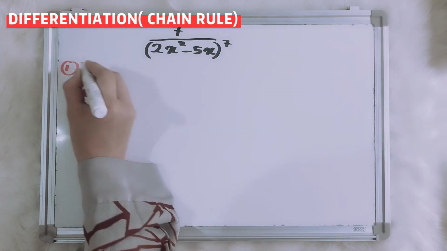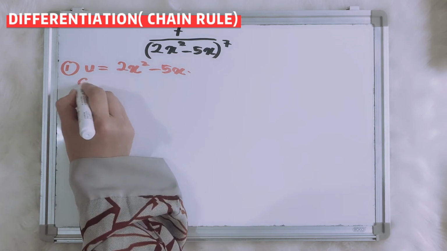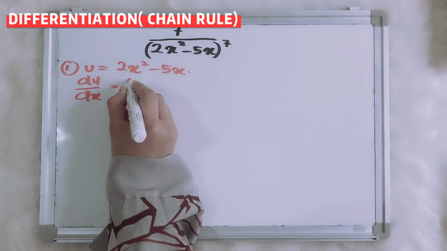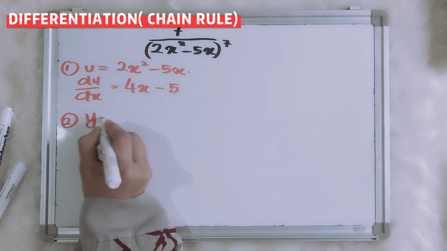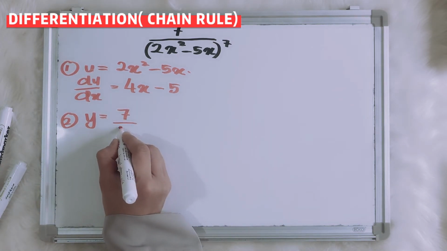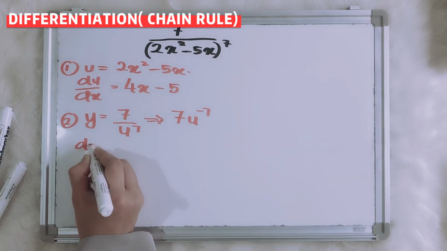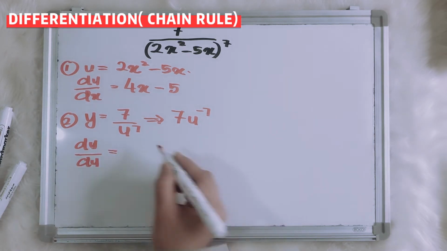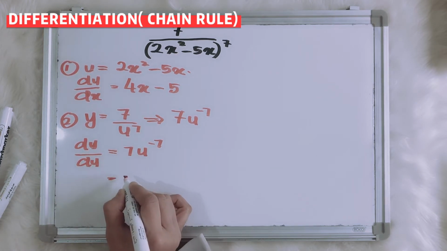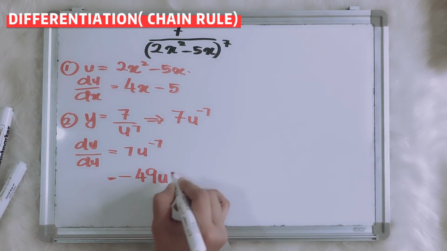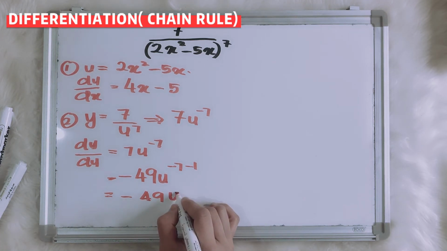Our first step is your u. Always focus in the bracket. So u is 2x squared minus 5x, and du over dx will be 2 times 2, 4x minus 5. Your y will be 7 over u to the power of 7, but I'll change it to 7u to the power of negative 7. So your dy over du equals negative 7 times 7, which is negative 49 u to the power of negative 7 minus 1, so negative 49 u to the power of negative 8.